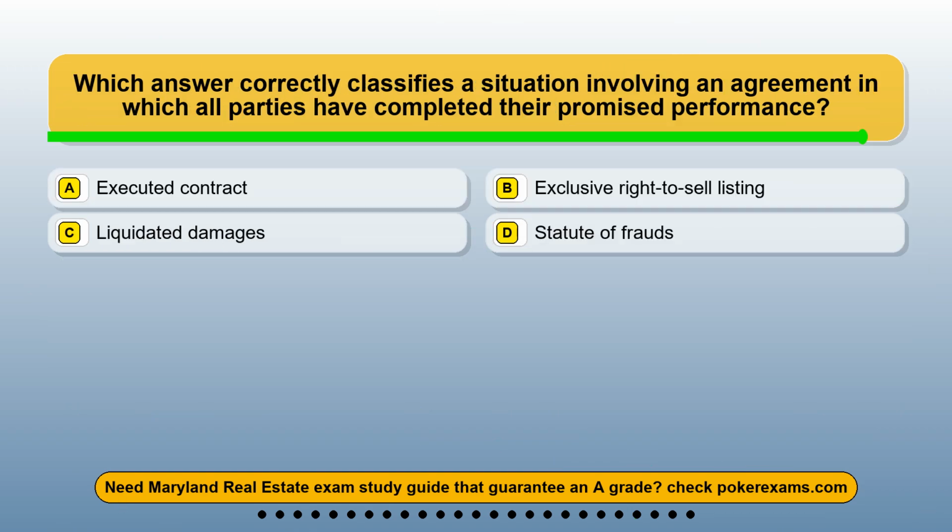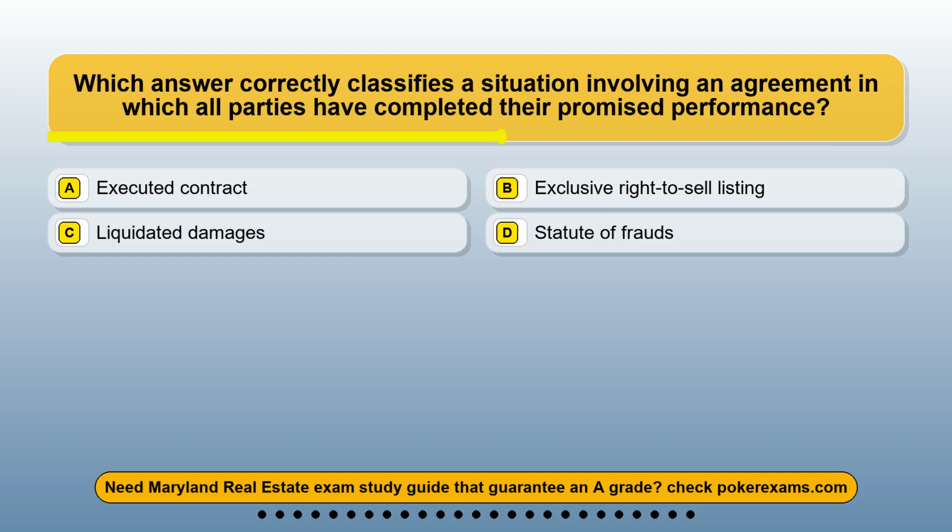Question 21. Which answer correctly classifies a situation involving an agreement in which all parties have completed their promised performance? Option A, executed contract. Option B, exclusive right to sell listing. Option C, liquidated damages. Option D, statute of frauds.